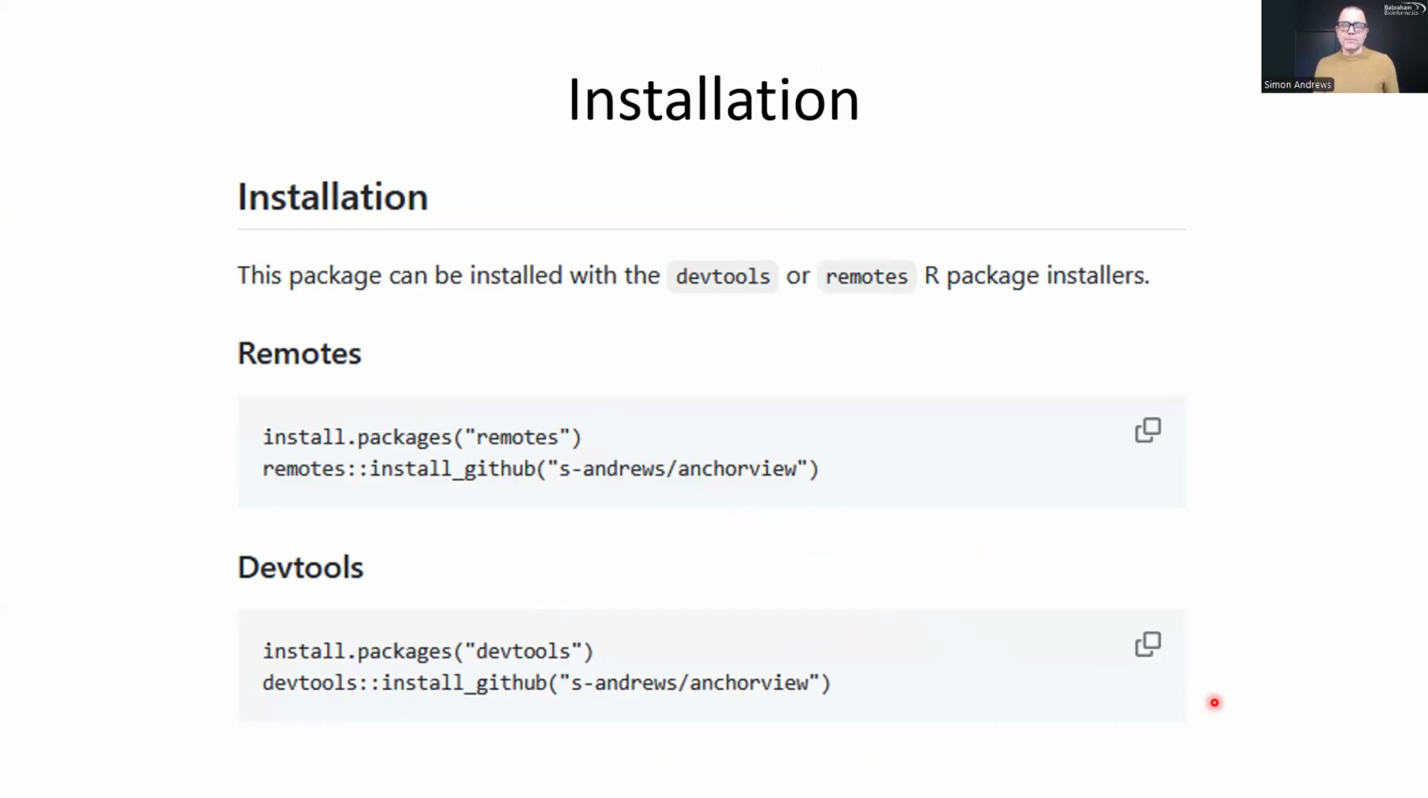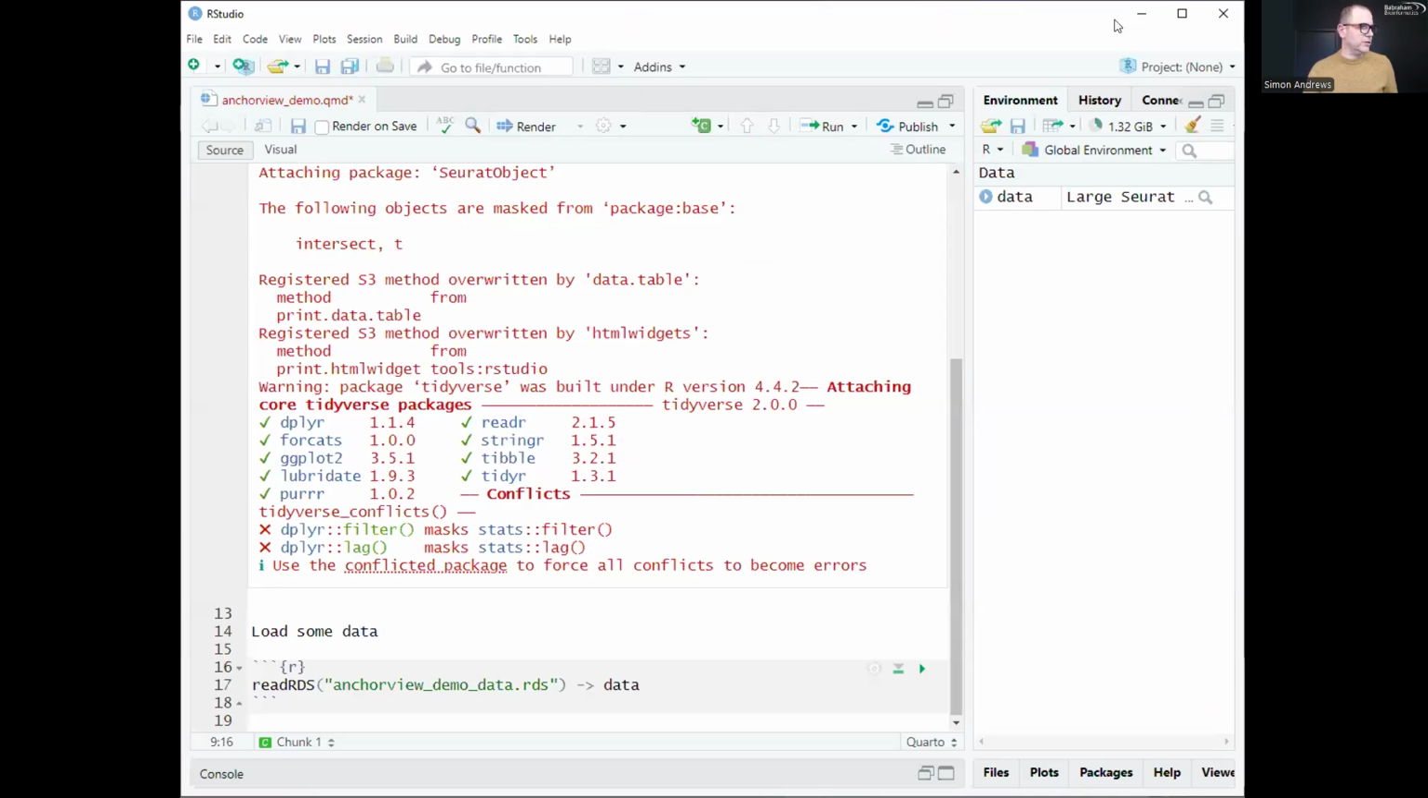So let's switch across. I'm going to move across to RStudio and actually do a walkthrough of some of the main features in the Anchorview package and show you how it works on some real data. Let's switch across to my RStudio. Okay, so my RStudio is here.